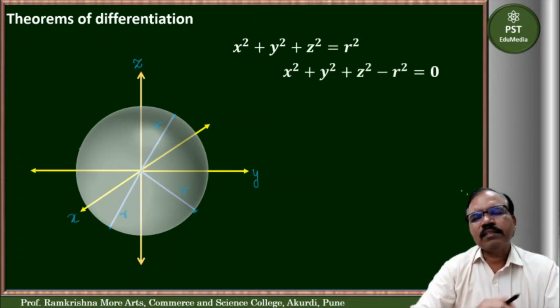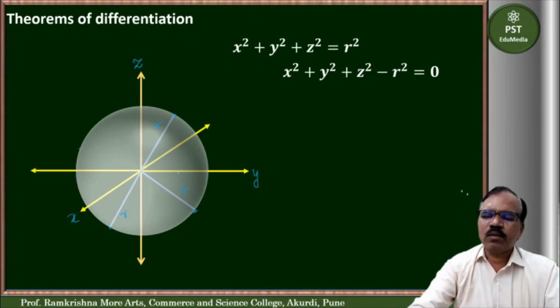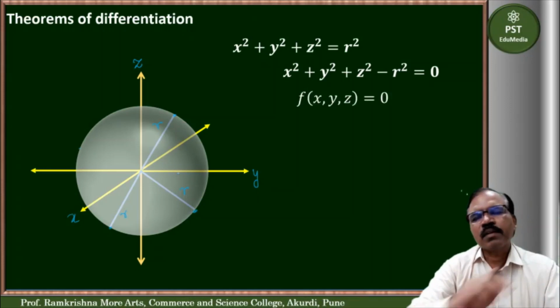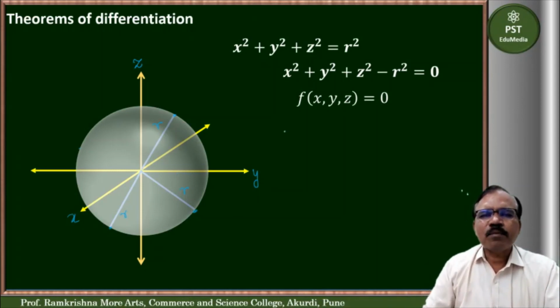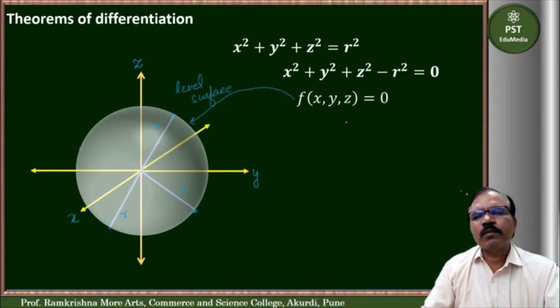So we can write this equation as x square plus y square plus z square minus r square is equal to 0. I have taken one example. So we can write the above equation as f of x y z is equal to 0, and this f of x y z is the equation of this surface, and it is also called a level surface. At any point on this surface f will be 0, or f will be constant.